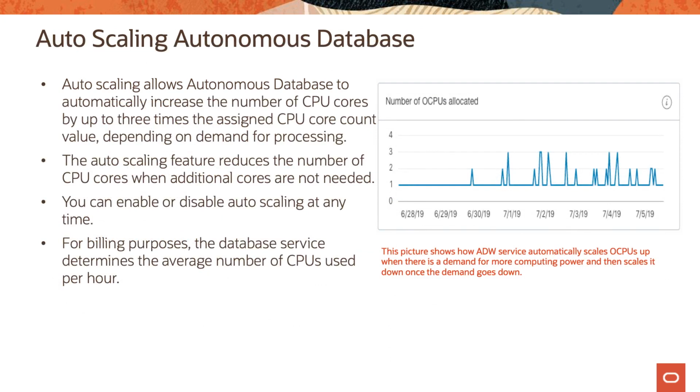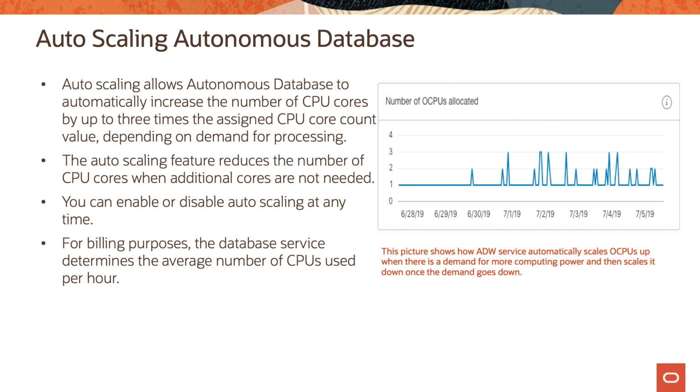Let us now look at the autoscaling functionality of Autonomous Database. Autoscaling allows Autonomous Database to automatically increase the number of CPU cores by up to 3 times the assigned CPU core count value, depending on demand for processing. The autoscaling feature reduces the number of CPU cores when additional cores are not needed. You can enable or disable autoscaling at any time. For billing purposes, the database service determines the average number of CPUs used per hour.